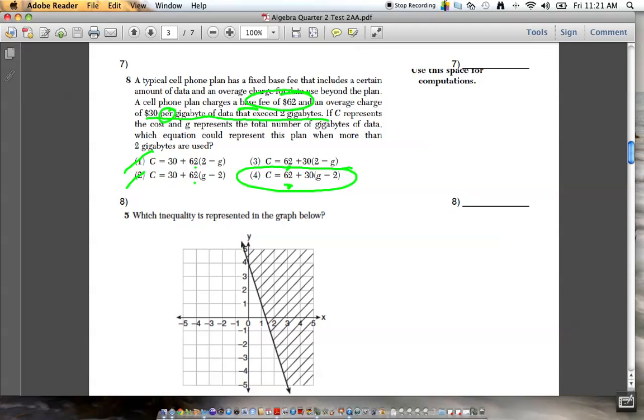So like if you used 4 gigabytes, it would be 30 times 4 minus 2, which is 2, so it would be 30 times 2. If I used 4 here, it would become 30 times negative 2, which doesn't make any sense. So it can't be 3. Choice 4 is the correct value. Okay, this finishes off the video you need for sections 5 and 6.